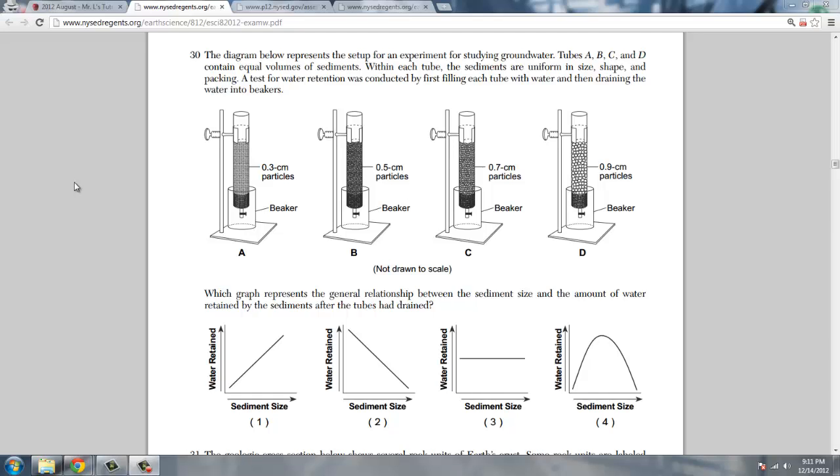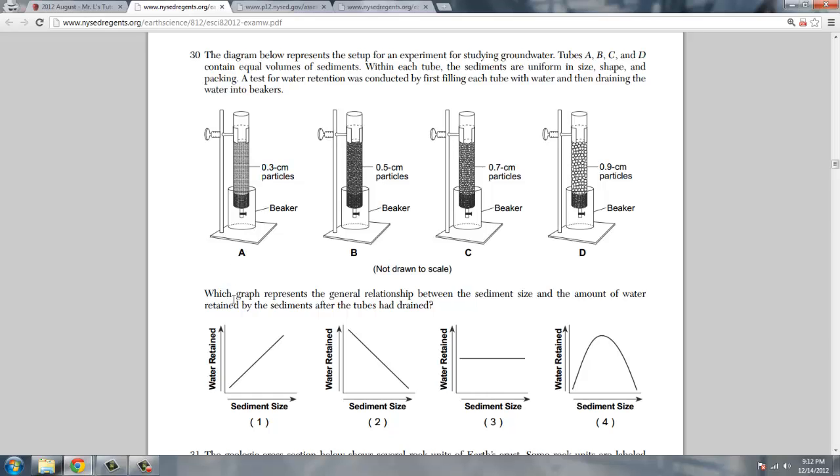Which graph represents the general relationship between the sediment size and the amount of water retained by the sediments after the tubes had drained? What they're asking here is what is going to work the best for stopping water or holding water. So they're asking, are large particles, like the one all the way over here, going to hold the most amount of water, or are the smallest particles in tube A going to hold the most amount of water?